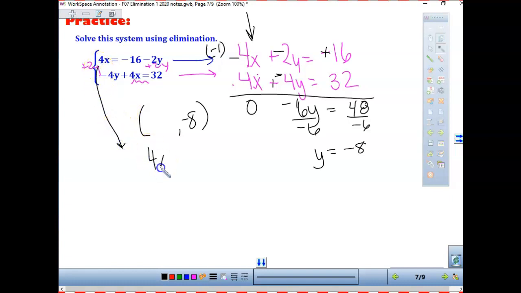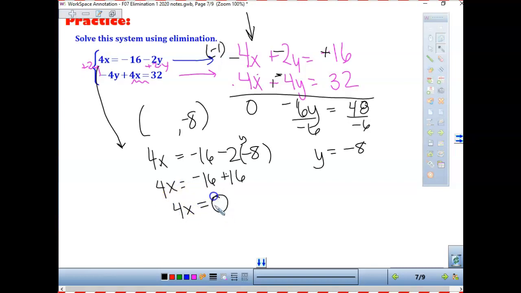So I'm going to go 4x equals -16 minus 2. This was a y, but I can replace y with -8. So I get -16. -2 times -8 gives me positive 16. And this is when I'll have people tell me there's no solution, which is not correct. 4x is equal to 0. And when I divide 0 by 4, you put it in your calculator, it gives you x equals, not undefined, but 0. So my solution is 0, -8.